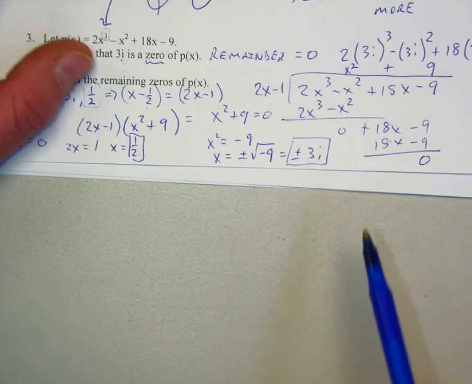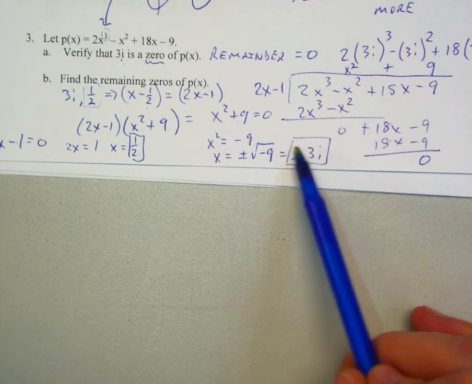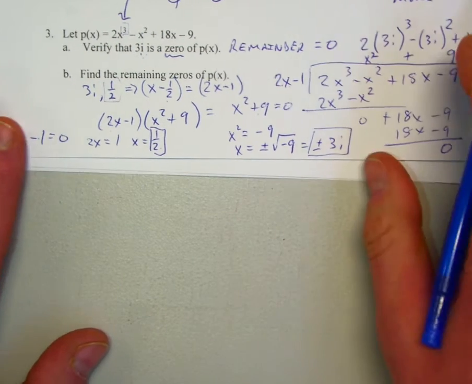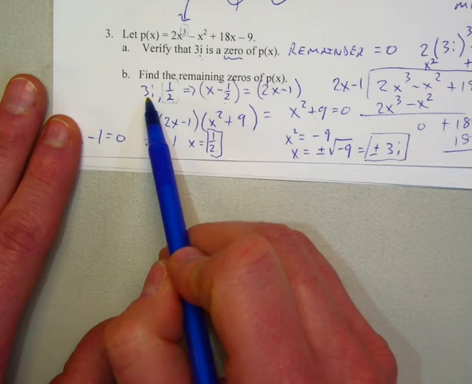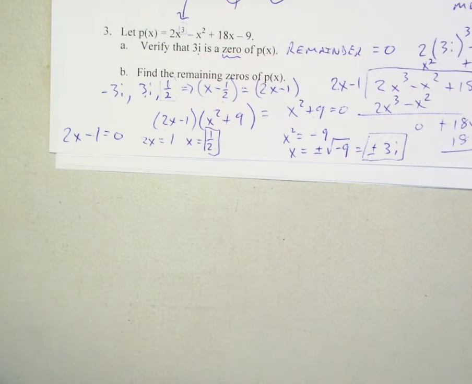What you see is that our solutions came in complex conjugate pairs. I have a positive 3i and a negative 3i, and I have my 3 zeros. My 3 zeros now are 3i, 1 half, and negative 3i. Those are the numbers that, if you plug them in, you should be able to get 0 when you plug those 3 numbers in.